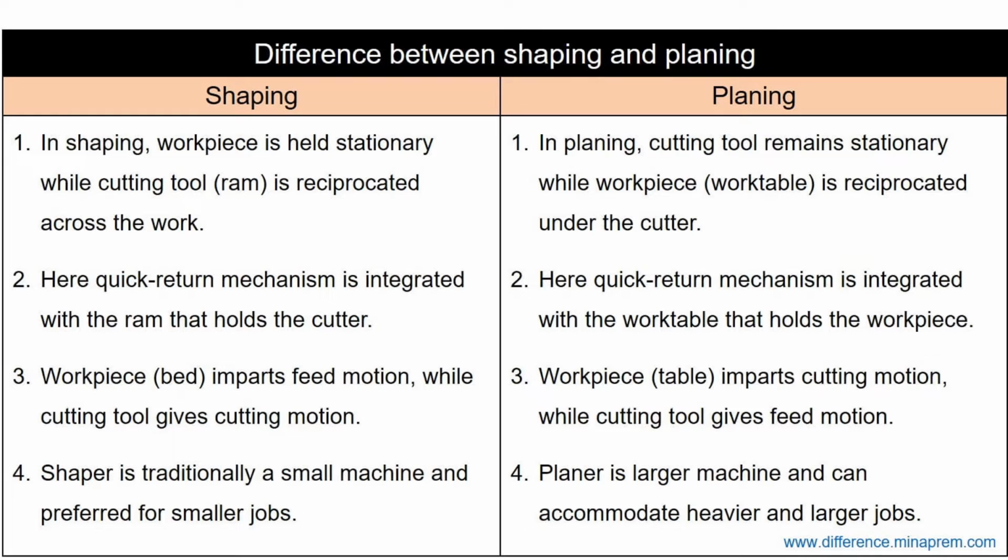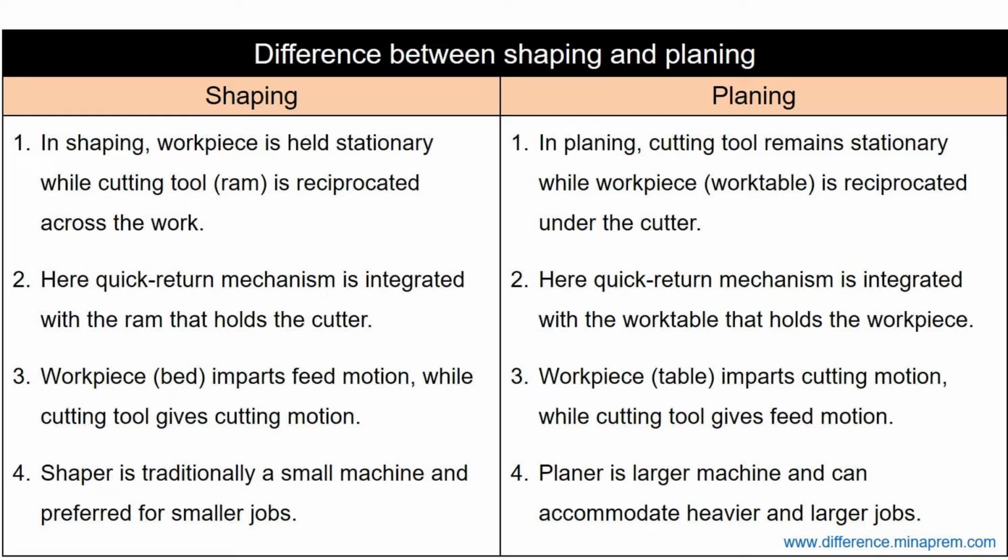The first one is that in shaping, the workpiece is held stationary while the cutting tool reciprocates across the work. This means the cutting tool is the one that moves instead of the workpiece. For planing, the cutting tool remains stationary while the work table reciprocates under the cutter. So the table with the workpiece will be moving for the cutting operation. Here a quick return mechanism is integrated with the ram that holds the cutter.